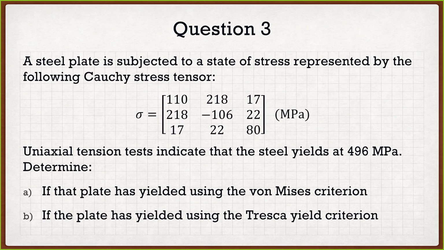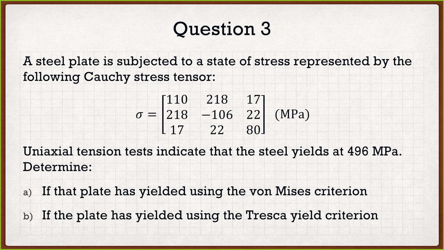Yeah. So question 3. Question 3 is kind of a fun one, where basically we have a steel plate, and we are subjecting that plate to a certain applied stress defined by this Cauchy stress tensor. And it says that uniaxial tension tests indicate that the steel used in the plate yields at 496 MPa. So we're given the applied stress in a tensor, and we're given the limit at which it yields. So the whole question here for parts A and B is, under this applied stress, will our plate yield? Part A says, will the plate yield using the von Mises criterion? And part B says, will the plate yield using the Tresca yield criterion?